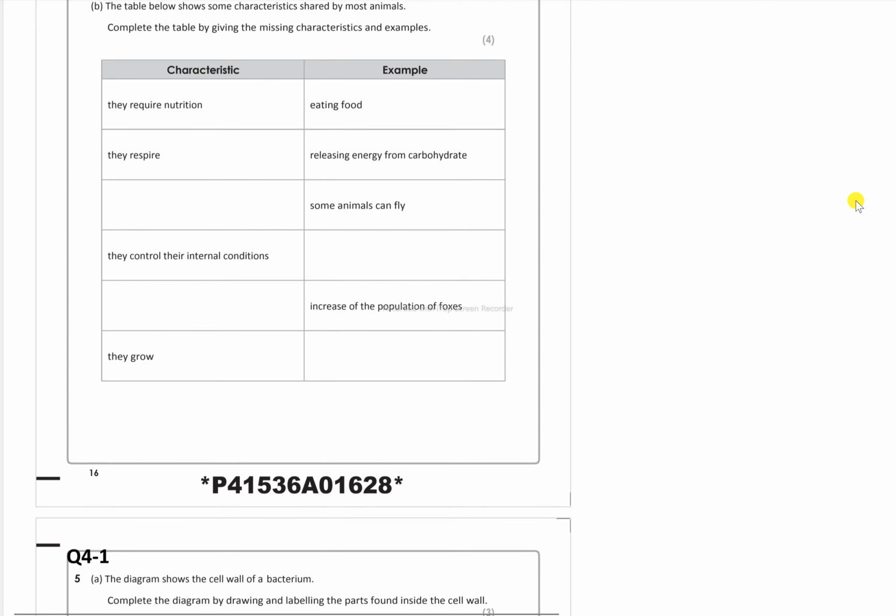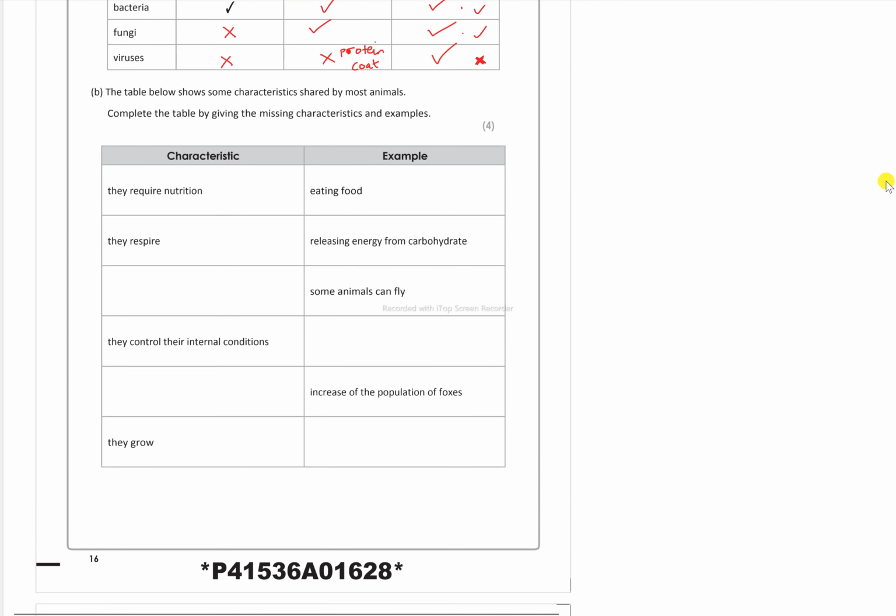Right. The table shows some characteristics shared by most animals. Complete the table by giving the missing characteristics. So if something needs nutrition, it's called eating. If they respire, remember, respiration is not breathing.